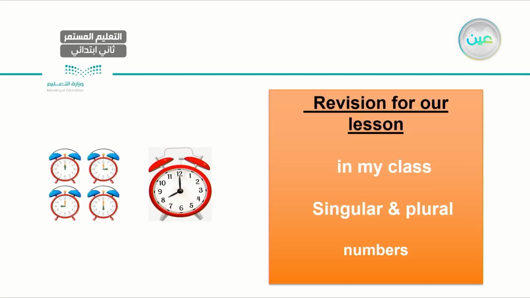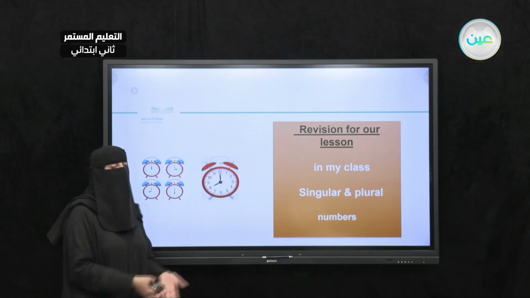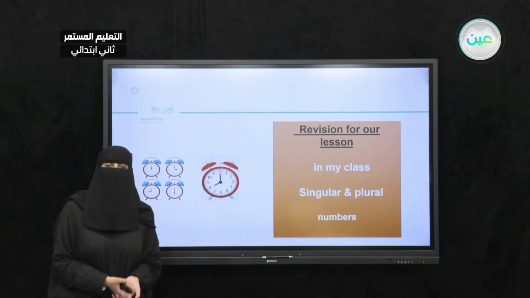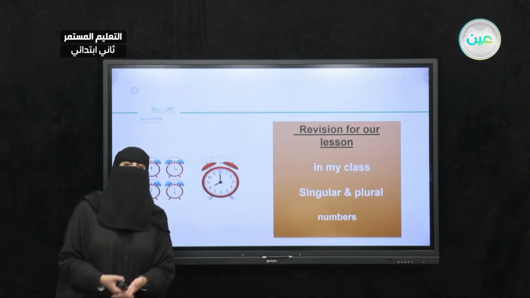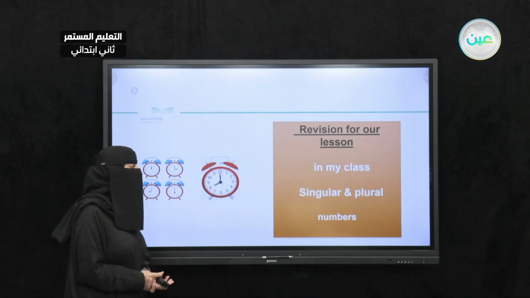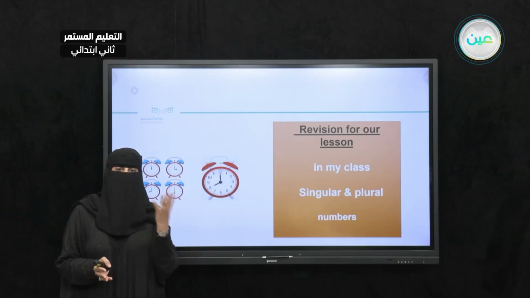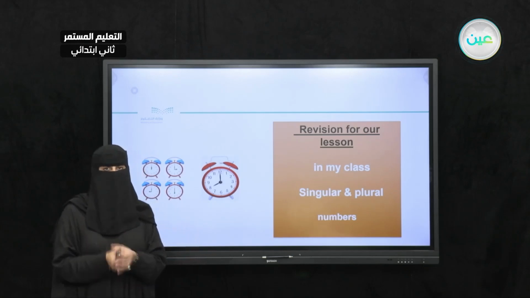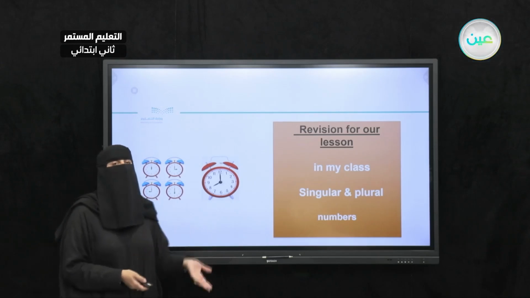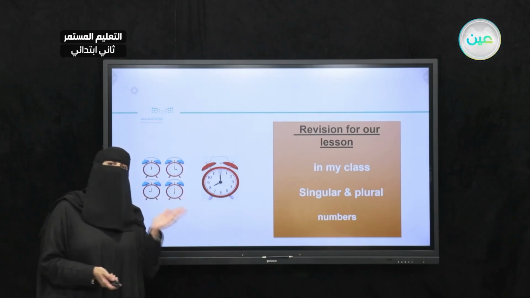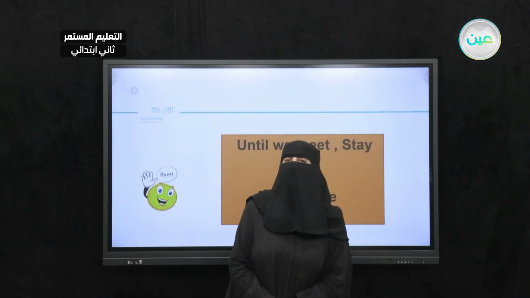Now, let's try to revise what we've learned in this lesson, my dear student. In this lesson, we introduced more items in the class. Like what? Like a door, a computer, a window, a desk, a clock. Also, we differentiate between singular and plural. A book, 5 books. A teacher, 3 teachers, and so on. Also, we revise numbers, 11, 12, 13, 14 and 15. So that was our lesson, my dear student.